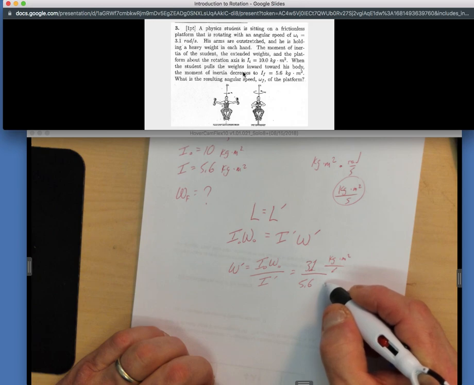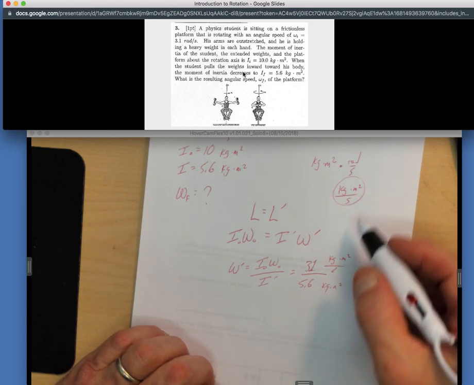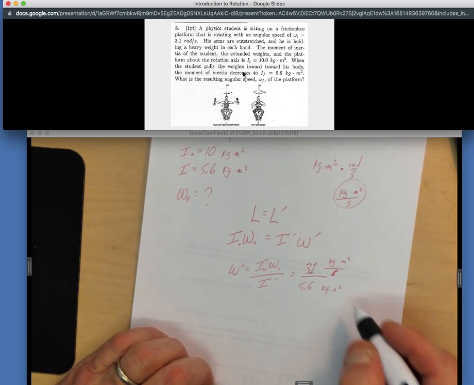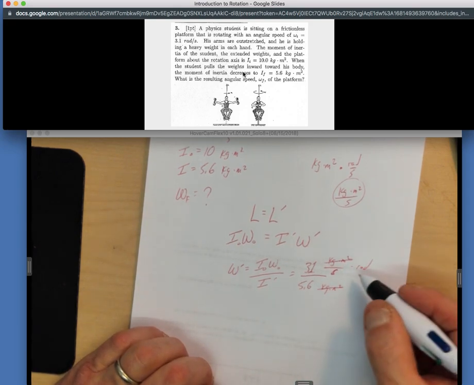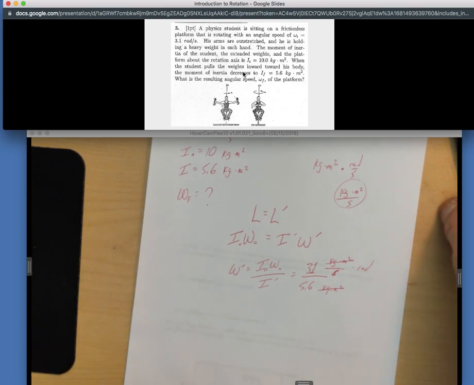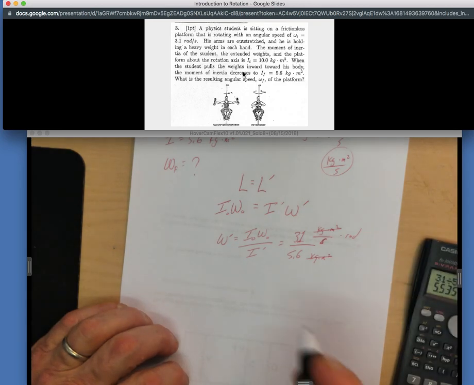I prime was 5.6 kgs times meters squared, and this was over S. And then kg times meters squared cancel. I guess I should have kept the radians in there. Now we're left with radians per second for our units, and it's 31 over 5.6. That's our answer. 31, a little bit easier than the last one. 31 over 5.6 is 5.5.